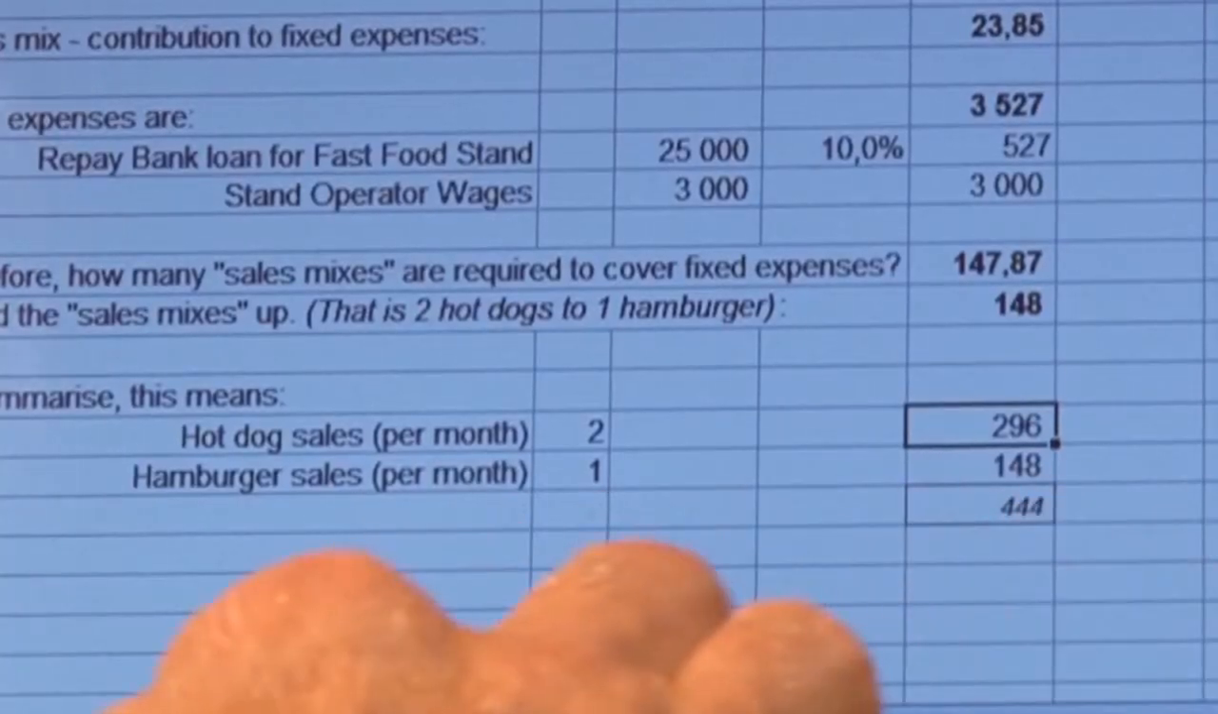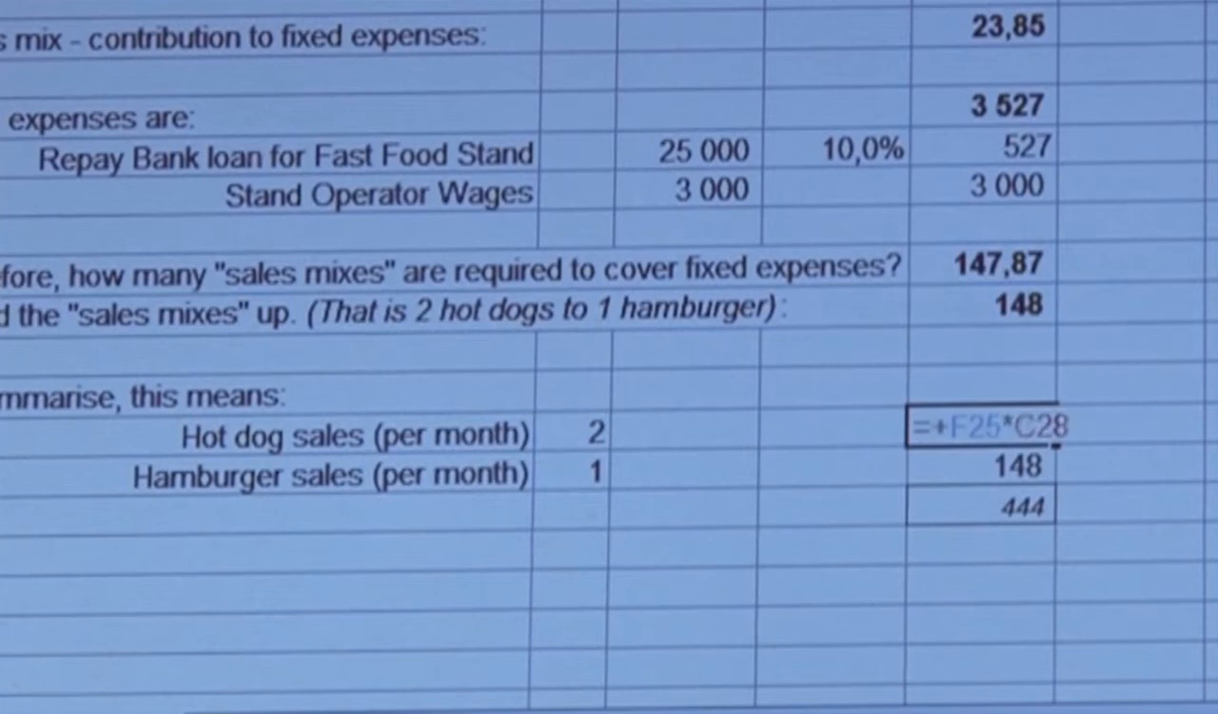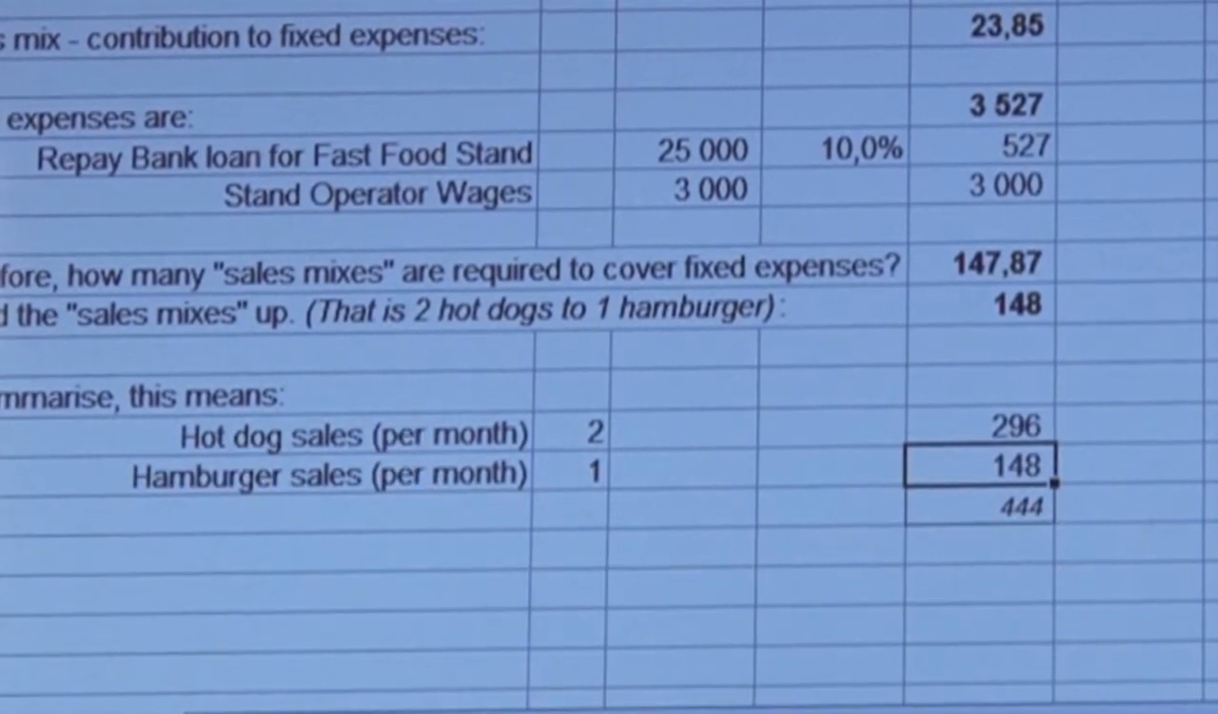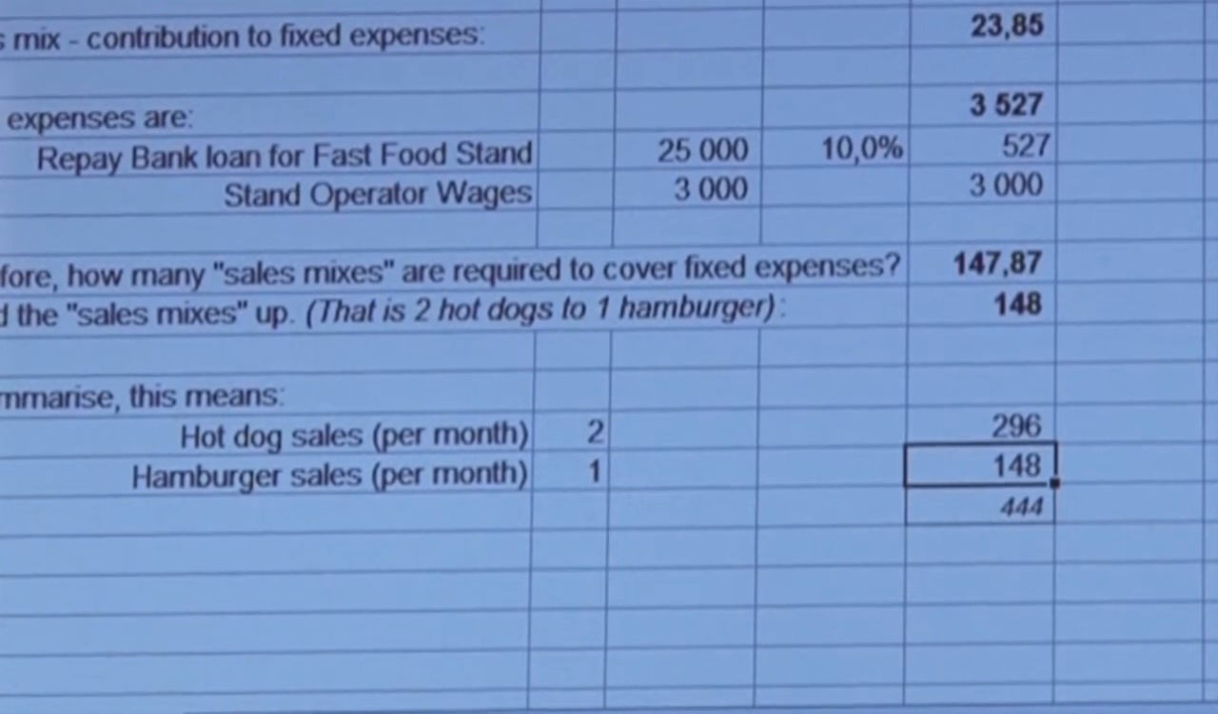Okay, so to summarize, this means that we make hot dog sales, 2 of them, for our sales mix, and 1 hamburger. So if we've got to make 148 sales mixes, we'd need to times that by 2 to find out how many hot dogs we're selling. In this case, it's 296, 148 times the 2 hot dogs we'd have to sell. With regard to the hamburgers, we'd have to sell the 148 because it's 1 hamburger per sales mix. In this case, 148. And there you've got it. I'll show you now on the next page how we work out the break even.